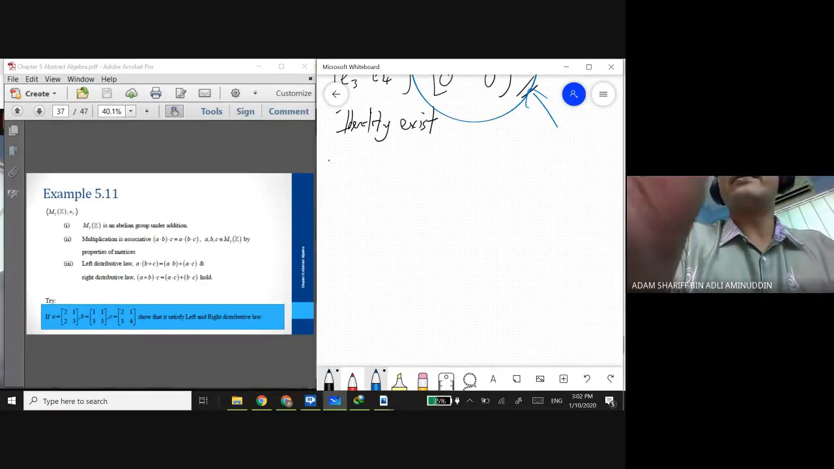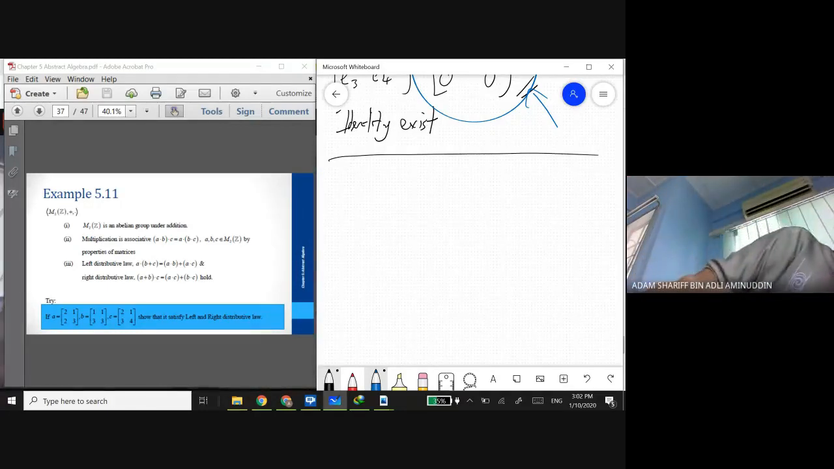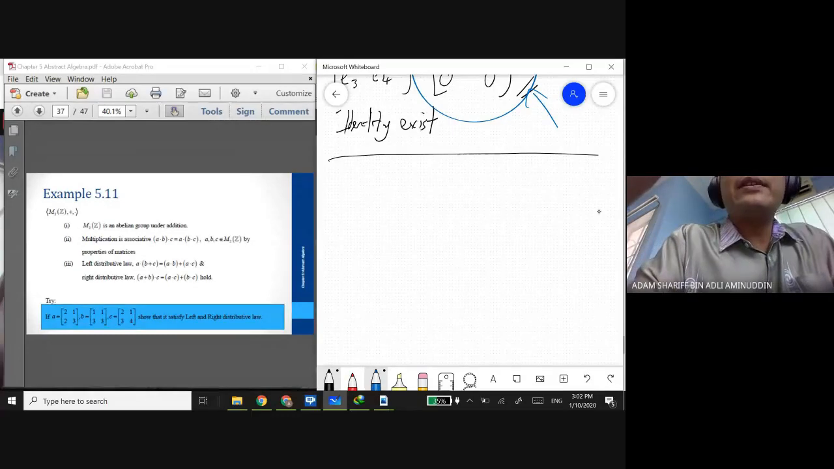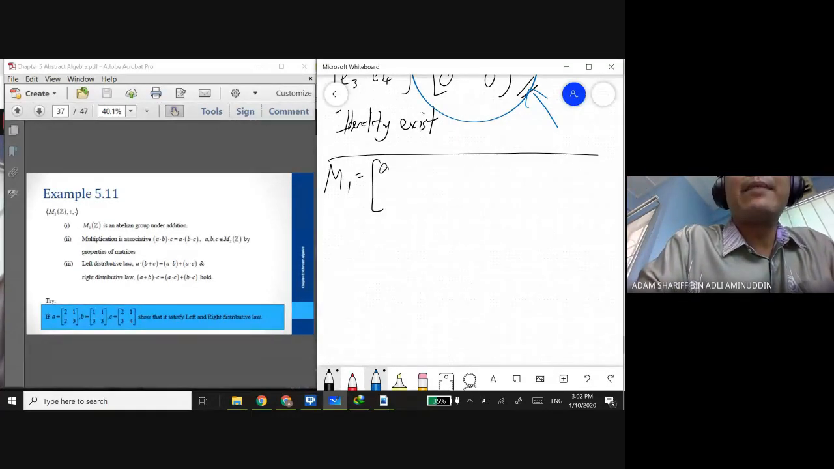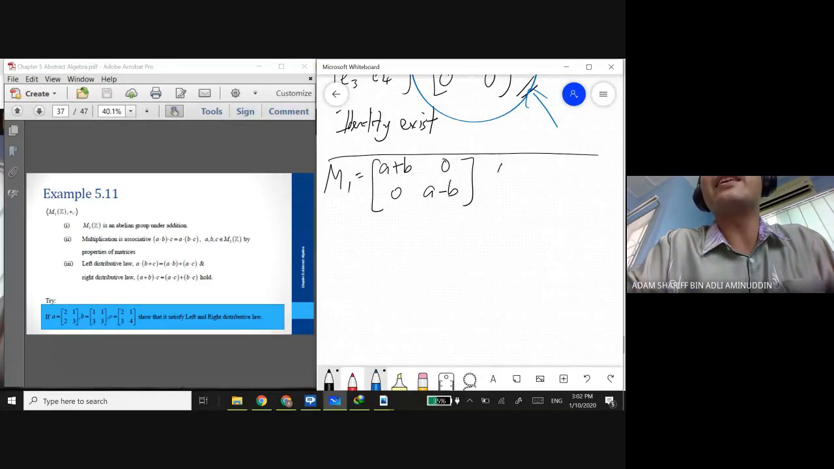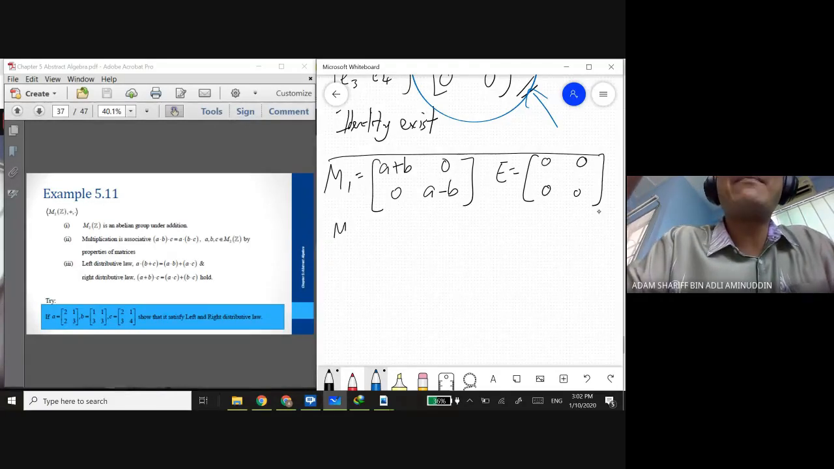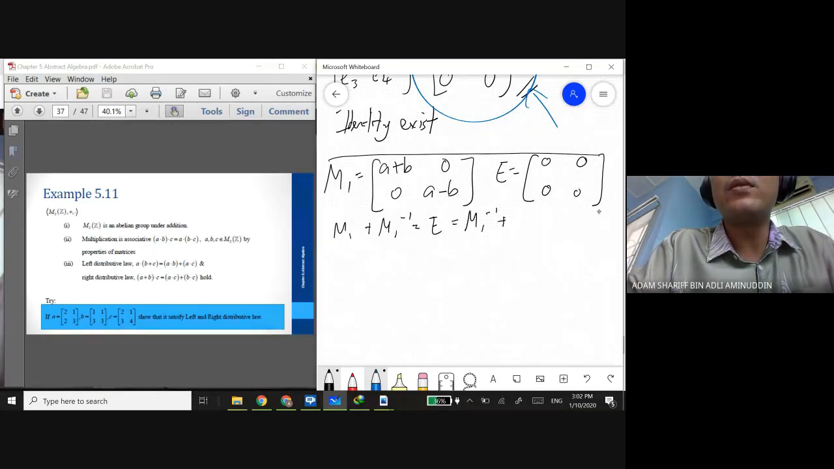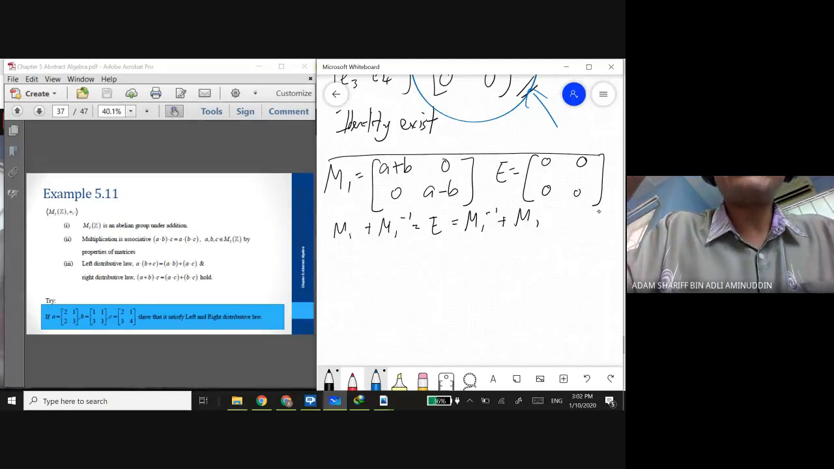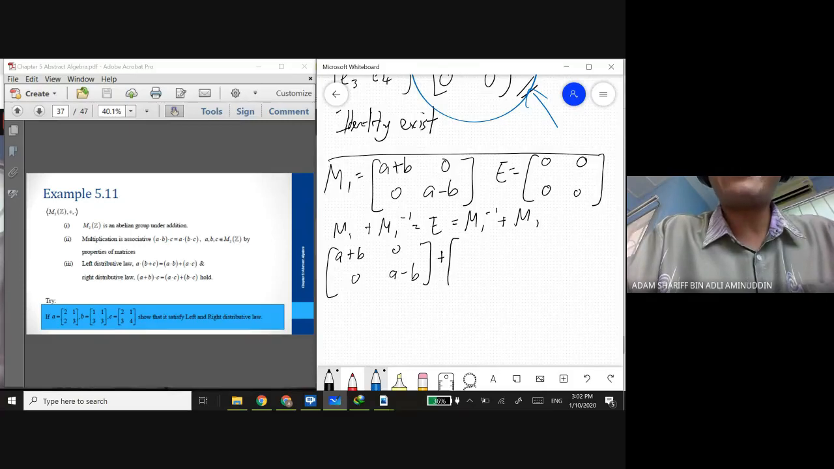We continue with the inverse after we know that the identity exists. Given that the matrix is in this form, A plus B, 0, 0, A minus B, and you know that the identity matrix E is 0, 0, 0, 0. What is M1 plus M1 inverse becomes E? Commutatively also is true. So it means I need to know what is A plus B, 0, 0, A minus B, plus the element inside here, you get 0, 0, 0, 0.